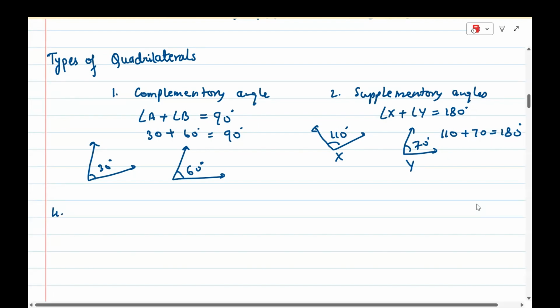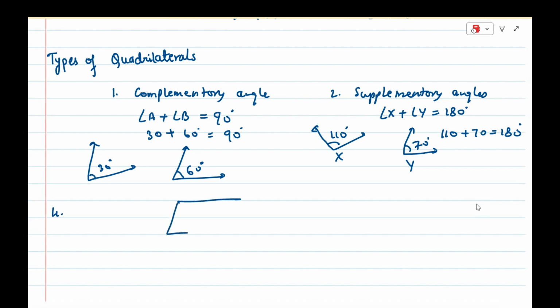The fourth property of a parallelogram is about the diagonal. What is a diagonal? Let's see. Suppose I have a parallelogram. Let's give it a new name, PLAN. So this is a parallelogram. If I join the opposite vertices, that is NL and PA, they are my diagonals. So PA and NL are diagonals of a parallelogram.